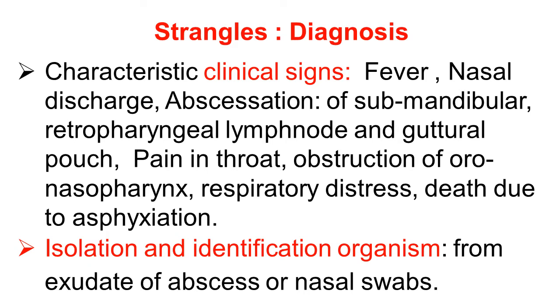Pain in the throat region, obstruction of the oronasopharynx, leads to respiratory distress and death due to asphyxiation or asphyxia. With these characteristic signs there is no doubt about diagnosis. For more confirmation, collect samples, exudate of the abscess or nasal swabs, and carry out cultural isolation and identification of the organism in the laboratory.